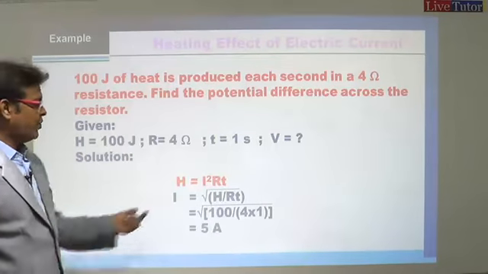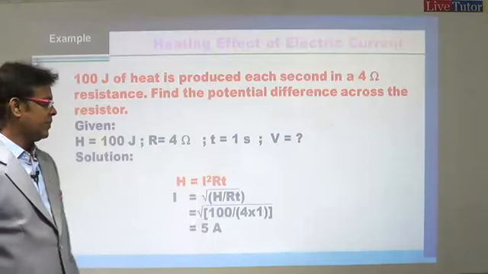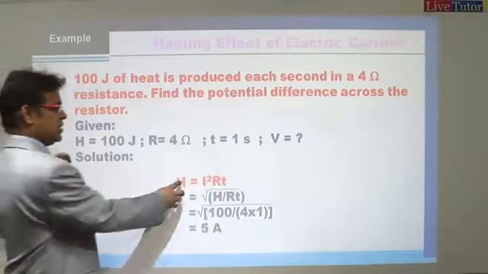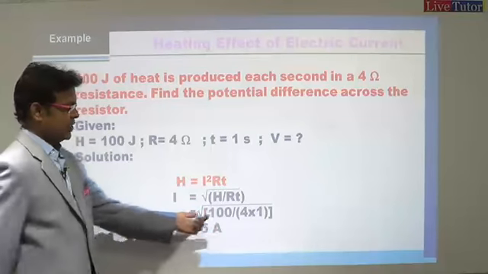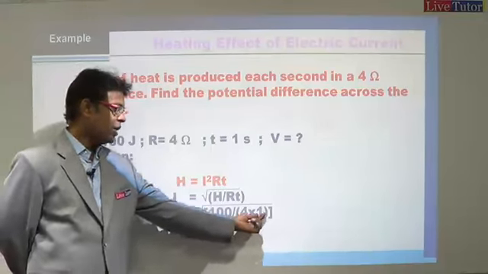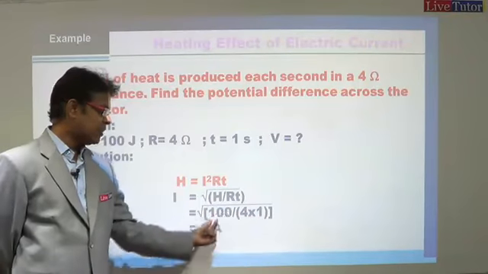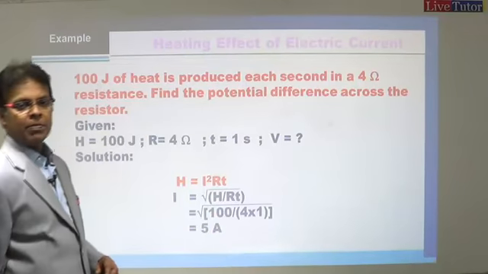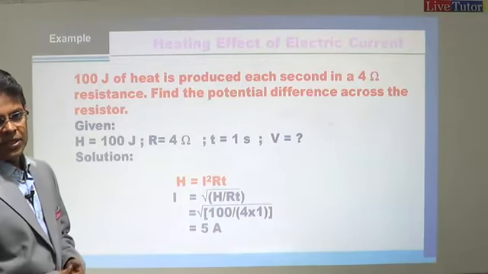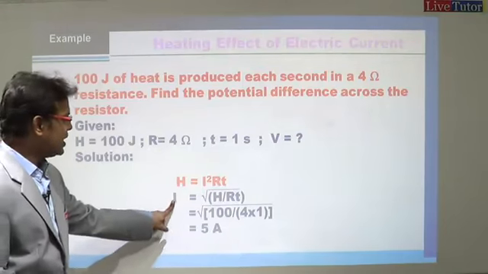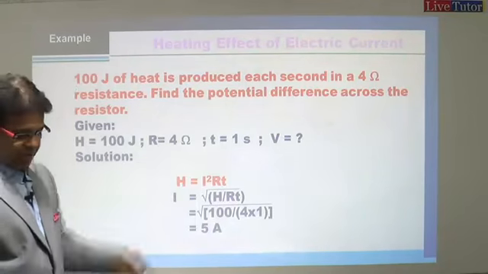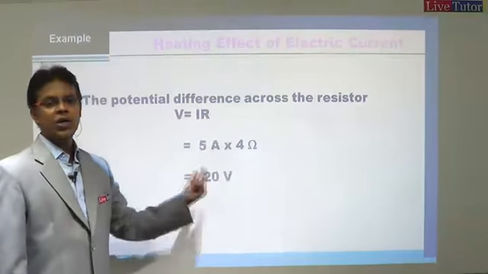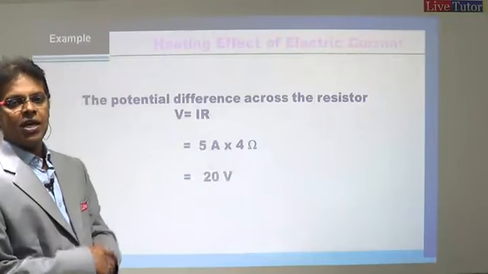So what is V? Use the formula H is equal to I square RT. If you want I only, you take the square root of H by RT. H is 100, R is 4 into 1, so 100 by 4 is nothing but 25, square root of 25 is 5 ampere. So 5 ampere is the current, isn't it? So we have found out the current and we know the resistor, so we can straight away find out V. V is nothing but IR. So 5 into 4, 20 volt is the potential difference across the resistor.